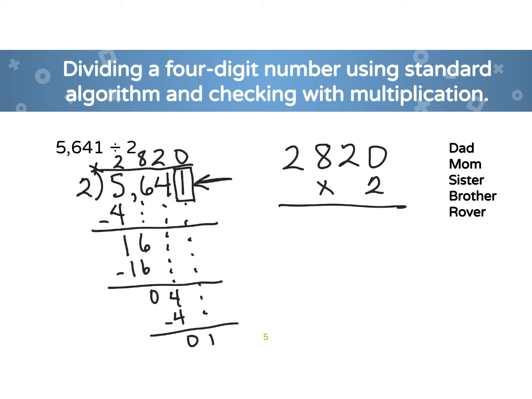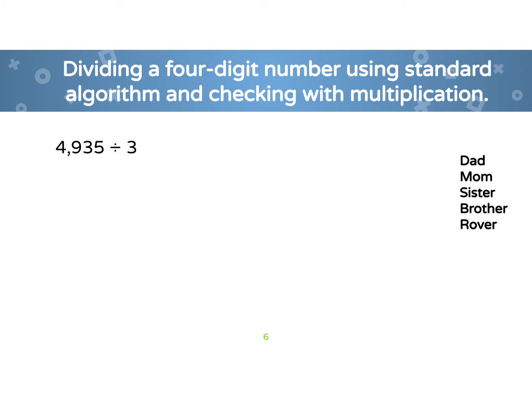You do this in box number 2. Okay, and I got 5,640, which is my dividend. Okay, let's go to the next one. Try this one in box number 3, and the teacher's going to pause the video and come back and check your answer in just a minute.